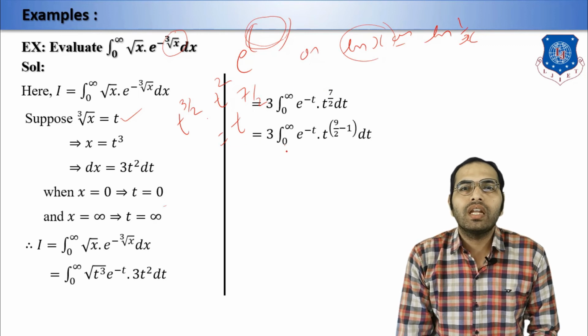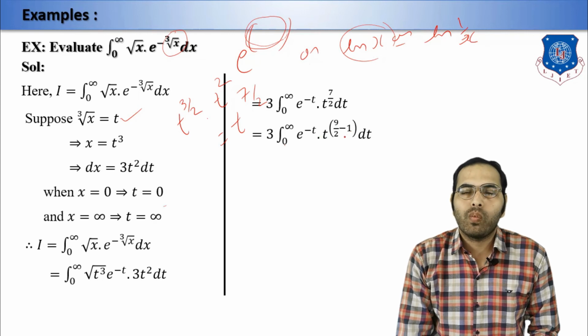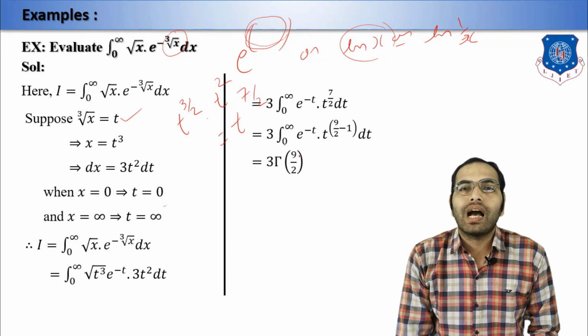Then 3 integral 0 to infinity e raised to minus t, t raised to 9 by 2 minus 1. Here, according to the definition of gamma function, integral 0 to infinity e raised to minus x, x raised to n minus 1, here the value of n is equal to 9 by 2. That means here we can write it as 3 gamma 9 by 2.